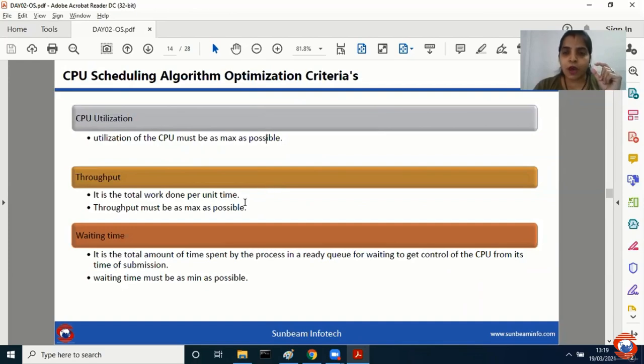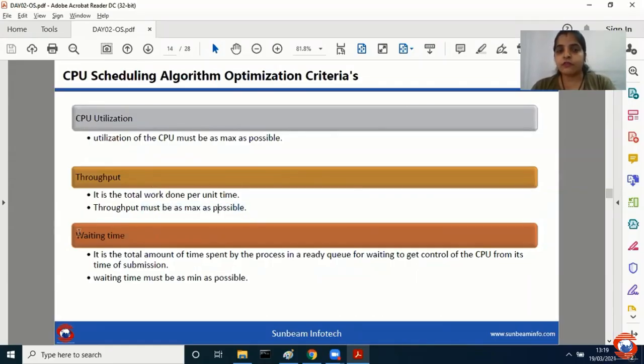Throughput means how much total work is done per unit time. Throughput means how much output it is giving me, whether my program is executing in how many seconds, how much output it is giving, whether it is working properly or not, whether it is giving me the fast answer or not. That is basically throughput. So throughput also must be as maximum as possible.